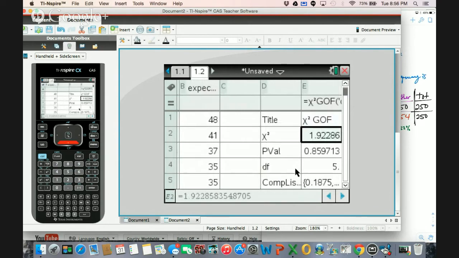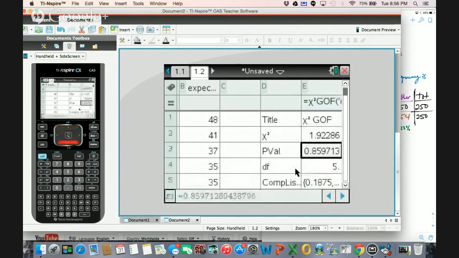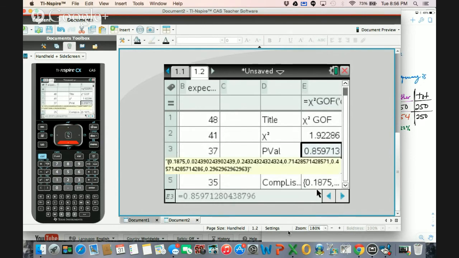We got our chi-squared, so you're going to want to write your chi-squared value down. You want to write your p-value down. You want to write your degrees of freedom. And you don't need pretty much anything else. Those are what you need. So look at that p-value, 0.8597. So what we're going to do with that p-value is we are going to say 0.8597.